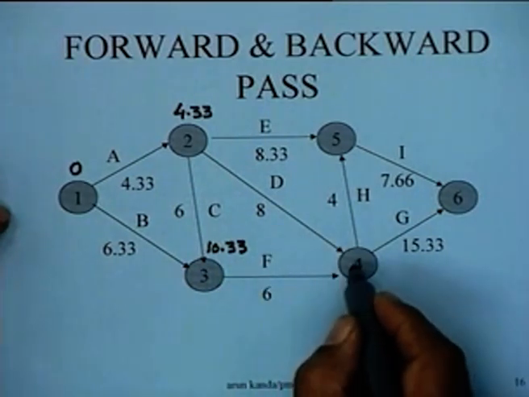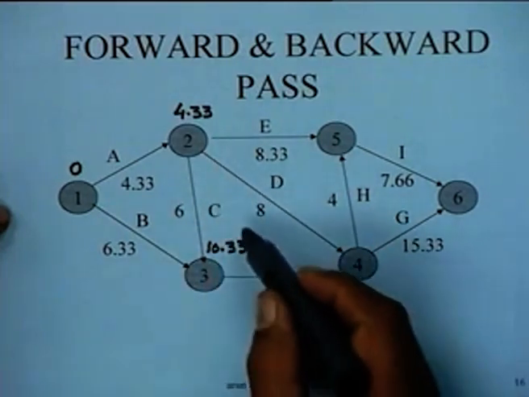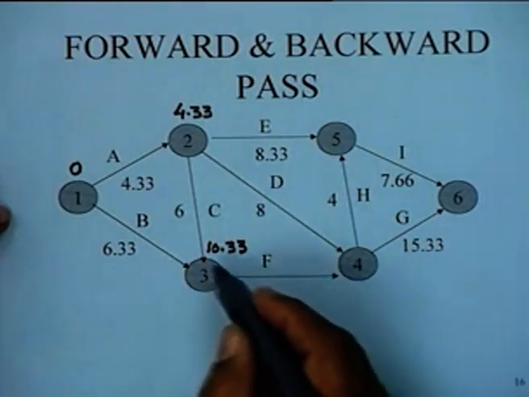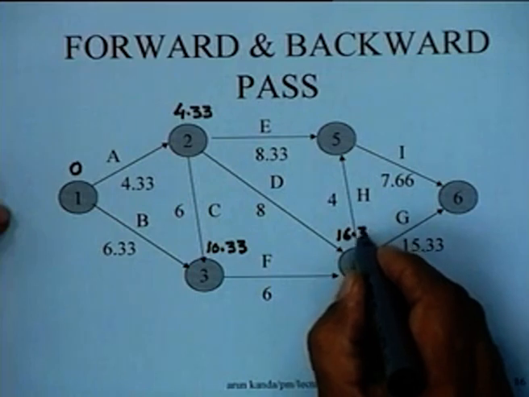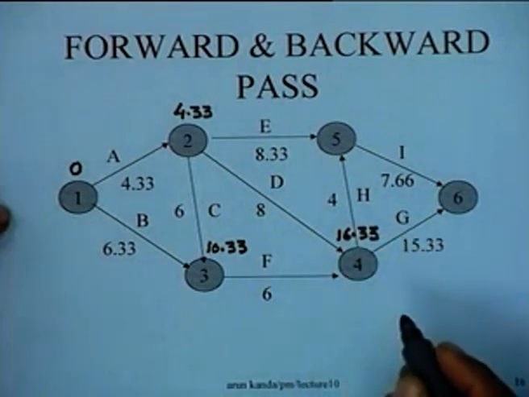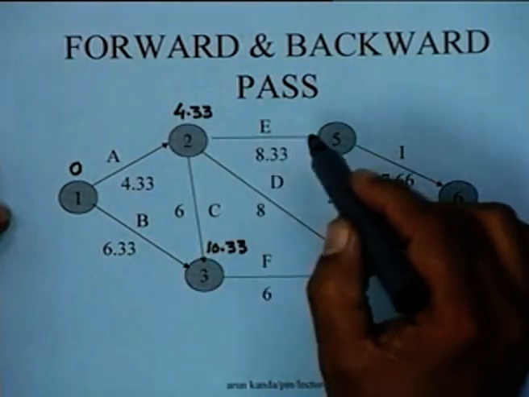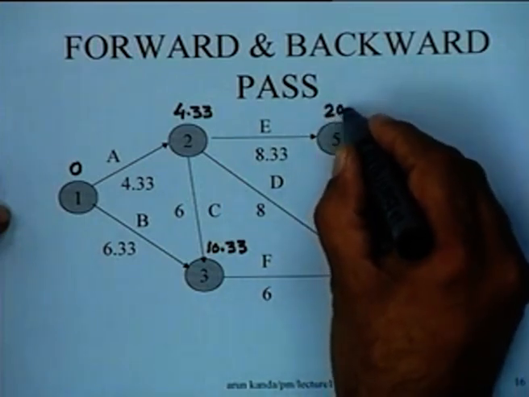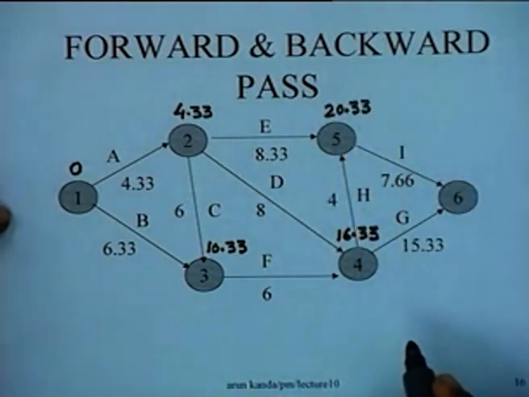Then node 4 has two incoming arcs. In the usual manner, when we are doing the forward pass, this value is going to be 12.33 if you come via activity D, and 16.33 via the other. So 16.33 being the larger of the two values will be the earliest occurrence time of node 4. Then for node 5, from this side we would get a value of 12.66, whereas if we go from this side we would get a value of 4 plus 16.33, which is 20.33.